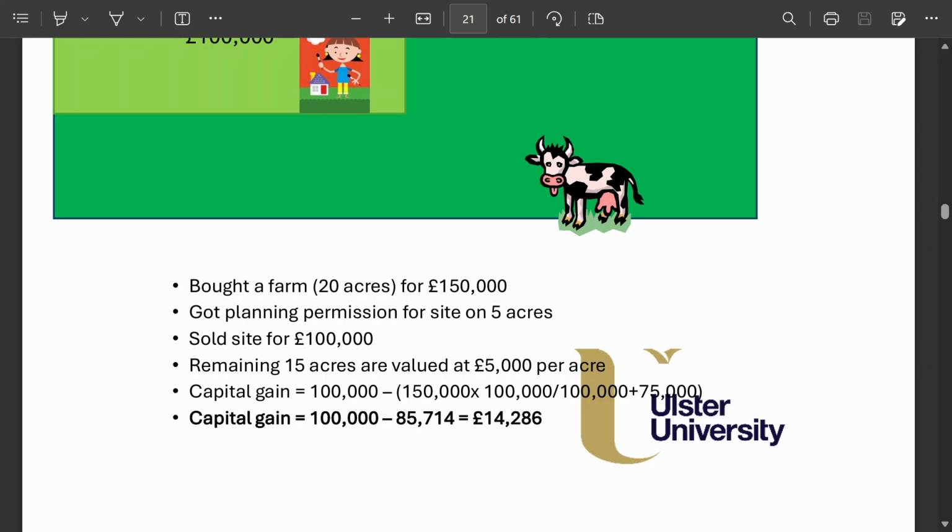GDP, that is gross disposal proceeds, is this one, okay? And this one is going to be 150,000, which is the cost, times A by A plus B. What is A? A is what you sold it for, 100,000, and A plus B is 100,000 plus 75,000, which is what is remaining, all right? And so from there, if you do this, you'll get this number, 85,714.